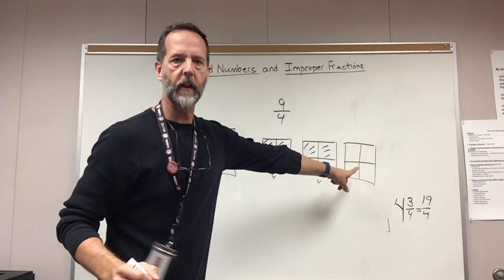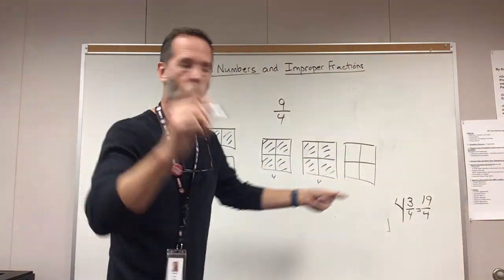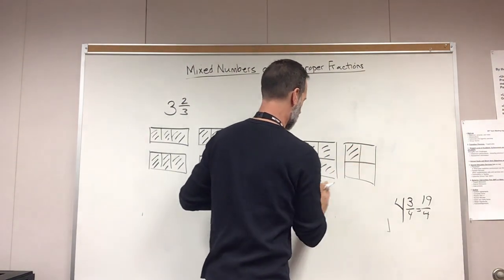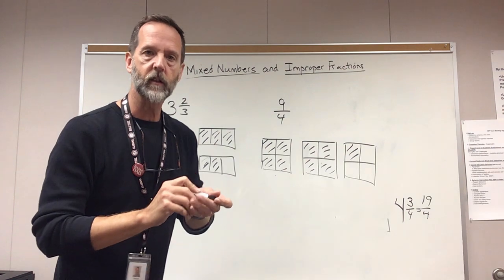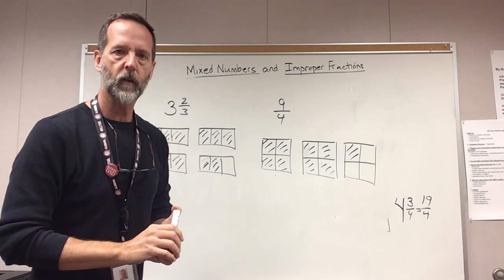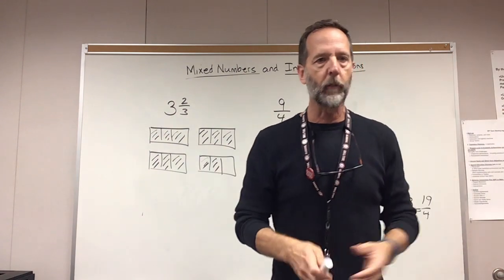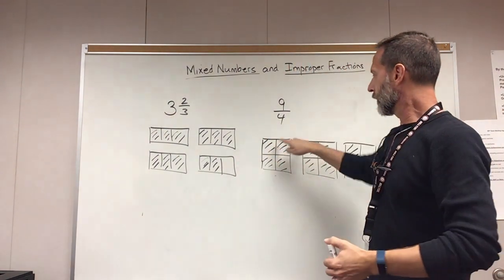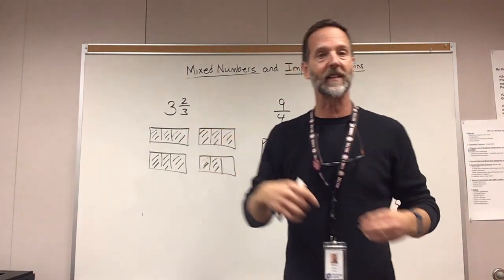How many will I color in that one? I have 4 and 4. That's 8. I need to do 1 more. So that would be 9/4. That's what 9/4 would be. Okay? Mixed number, whole number, fraction. Improper fraction is count your pieces. Okay? Count your pieces and your denominator stays the same.